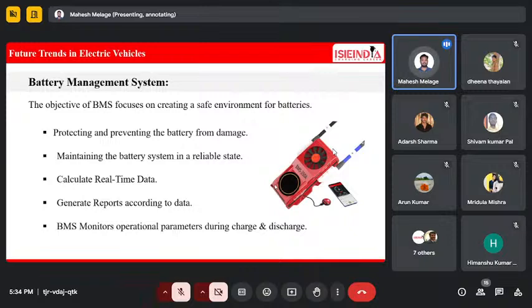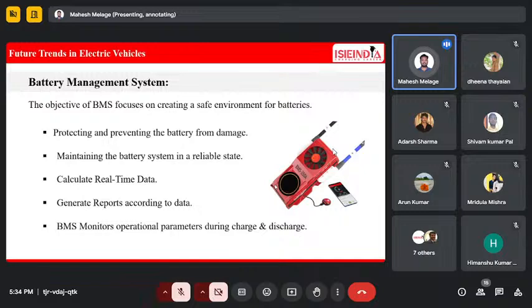To find which parameters affect the battery: if the motor or vehicle goes to overload, which parameter can be affected? When the battery or motor drags heavy current from the battery, it will affect the temperature. Okay.